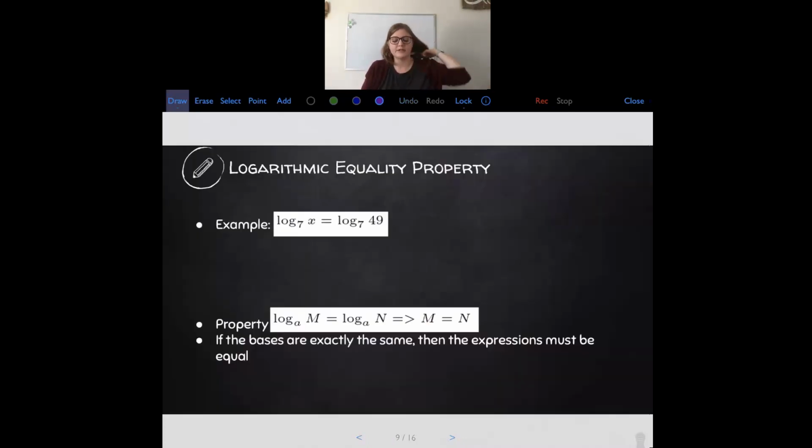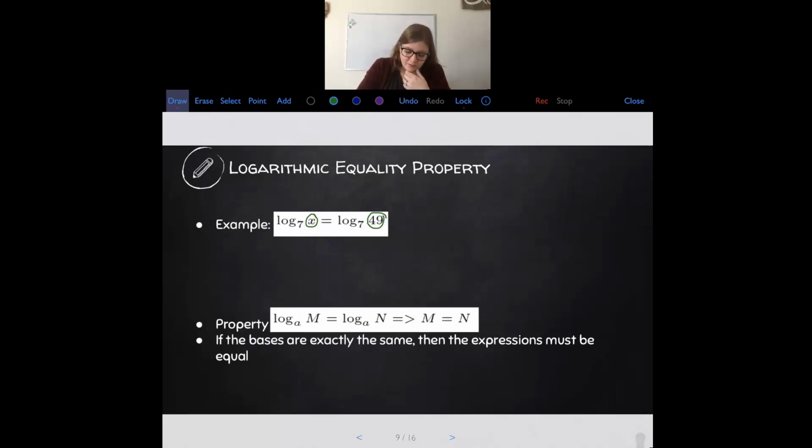Okay, so next we're going to talk about the logarithmic property of equality. For example, if we have log base 7 of x equals log base 7 of 49, if our logs have the same bases, the expressions inside have to be the same. So this would give us x is equal to 49 in this case.